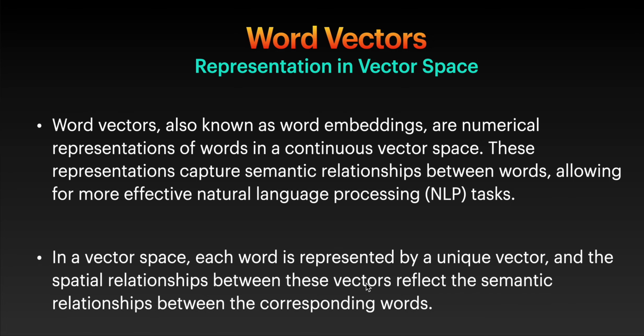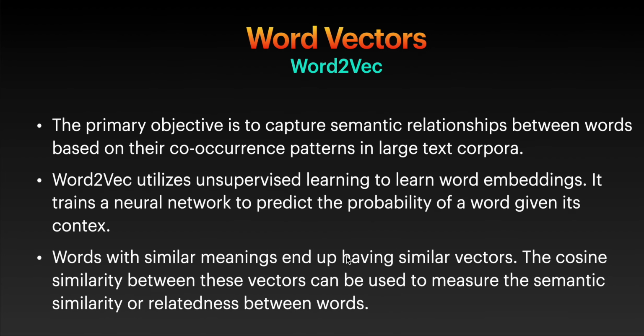So for that reason we are going to use word2vec, meaning you have two words, and those two words will have vectors that are correlated with each other. We'll go deeper into that when we talk about word2vec. Clear? In the second point, in a vector space each word is represented by a unique vector, and the spatial relationship between these vectors reflects the semantic relationship between the corresponding words. I hope that makes sense.